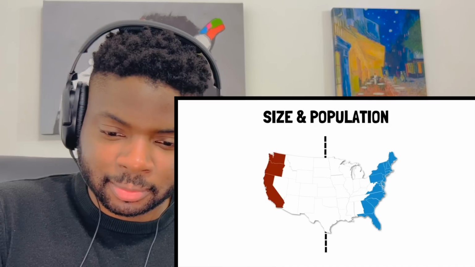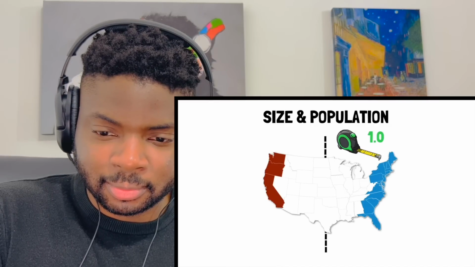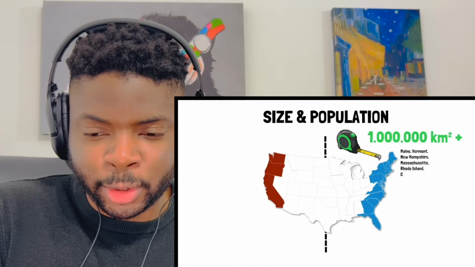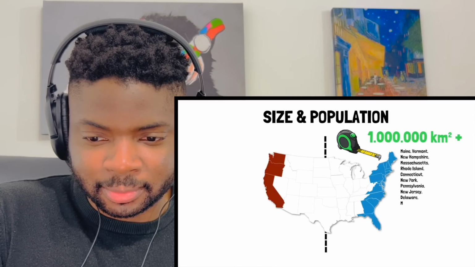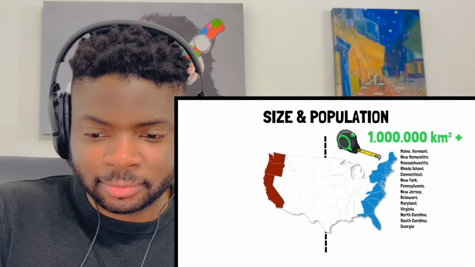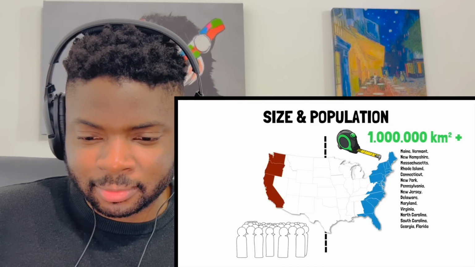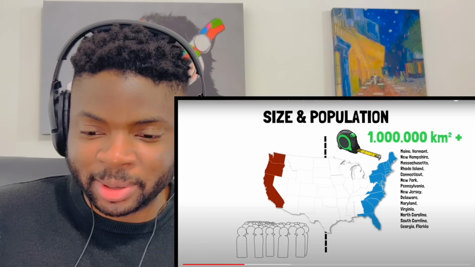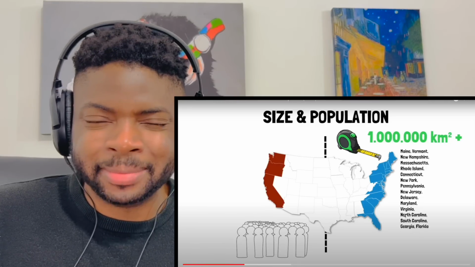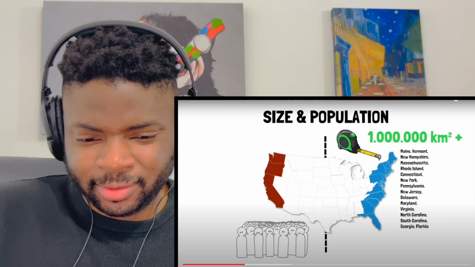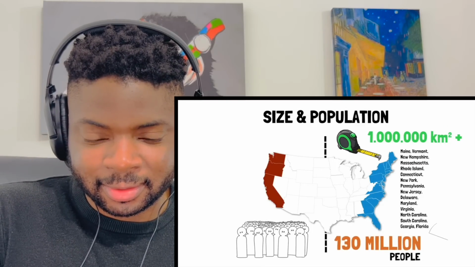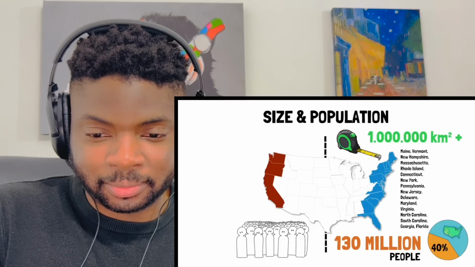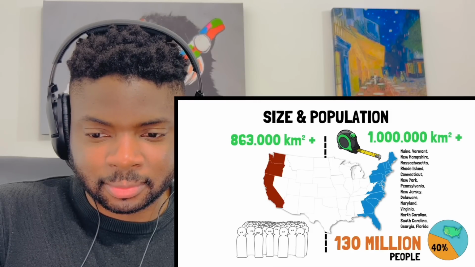When it comes to size and population, the size of the East Coast is over 1 million square kilometers, made up of the states of Maine, Vermont, New Hampshire, Massachusetts, Rhode Island, Connecticut, New York, Pennsylvania, New Jersey, Delaware, Maryland, Virginia, North Carolina, South Carolina. This really surprises me still. I know I've said it already, but they just don't seem East Coast to me at all. They seem south. Georgia, and Florida, and its population is around 130 million, almost 40% of the United States total population. The West Coast size is smaller at 863,000 square kilometers.